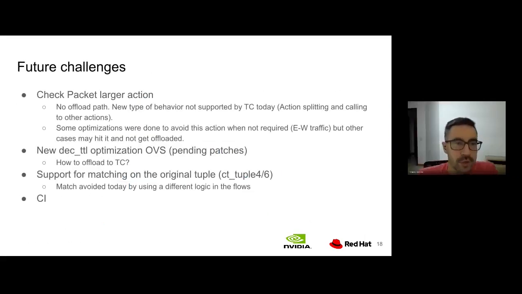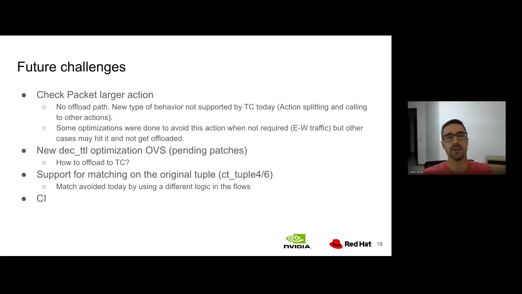All right, now back to future challenges. We have check packet larger action. There is no clear way how to offload it. It has a new type of behavior that's not supported by TC today, because it's an action that is at the same time an action, but also a filter.